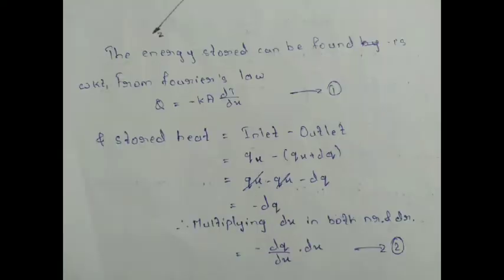The energy stored can be found using the following steps. We know that Fourier's law can be defined as Q is equal to minus K into A dT by dx, which I have explained in a previous video on Fourier's law of conduction. You can check it out as the link is provided in the description. And the stored heat is equal to inlet minus outlet.